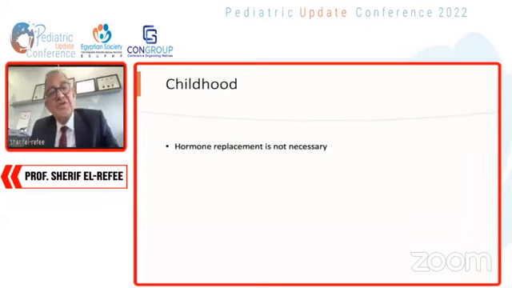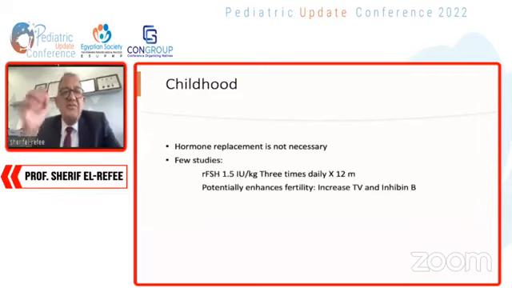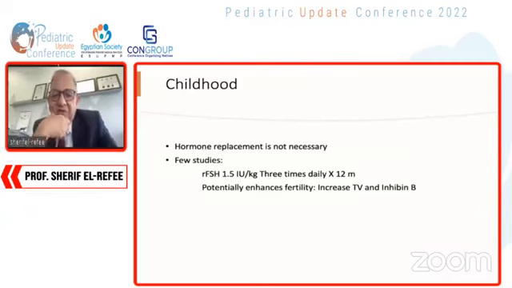In childhood, for children who have hypogonadotropic hypogonadism in general, normally we don't do much. However, perhaps it might be useful if a child has severely, very, very small testes. In this case, you want to enlarge the testicle in order to promote fertility in the future.